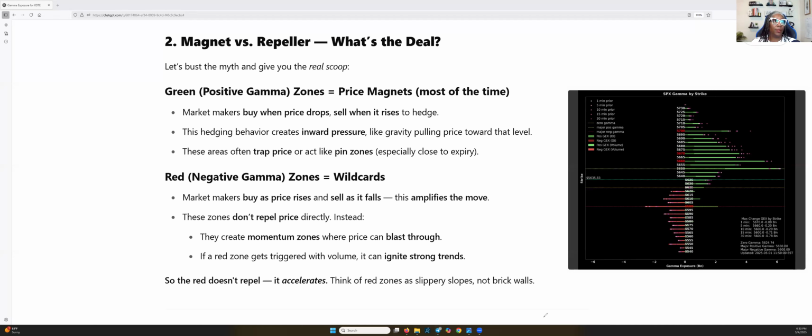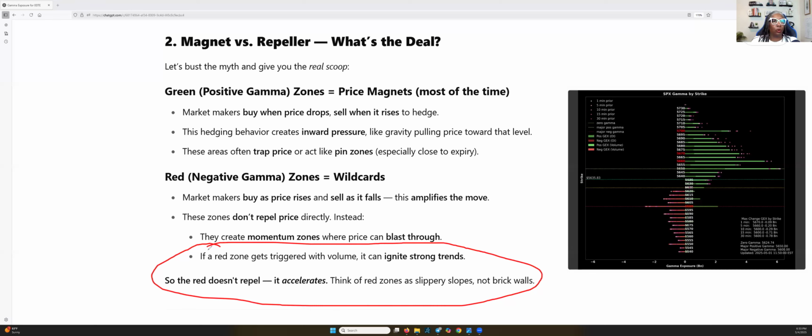Okay, so this is the key here that's important. We're thinking of the red zones as slippery slopes, not brick walls. I put that in the document I put in our Telegram. Basically, if price starts to slide down to here, when it hits these trigger points, they cause it to go even more. Like it slips off there. If it gets triggered, then it's going to keep going. Which is why sometimes we'll see price move to a spot that we thought was going to be a hold, and it just drops even harder. And you're like, where are you going? Yes, that's what that is.